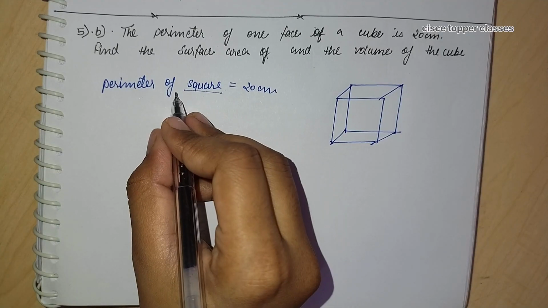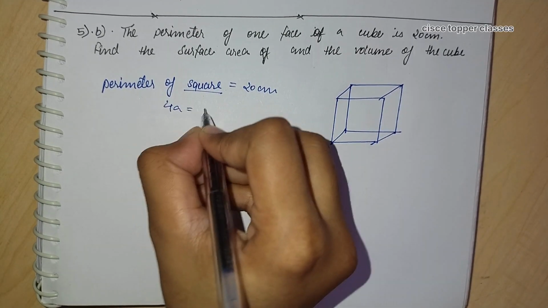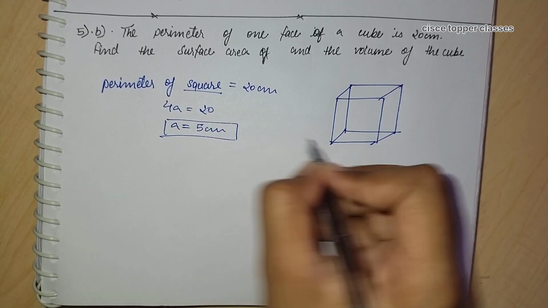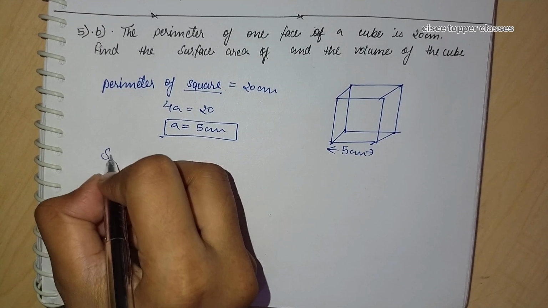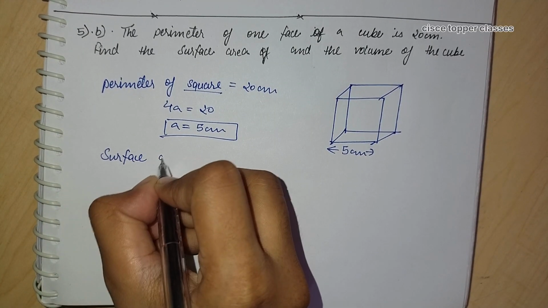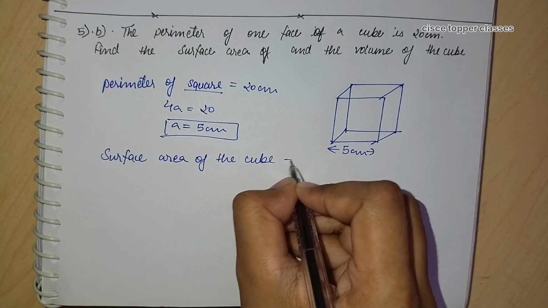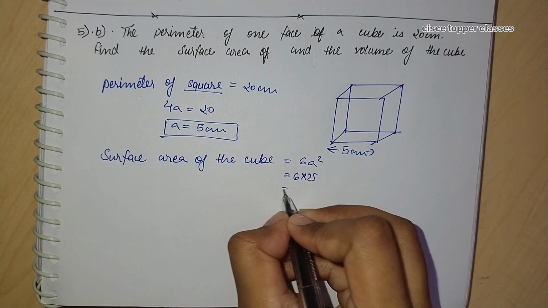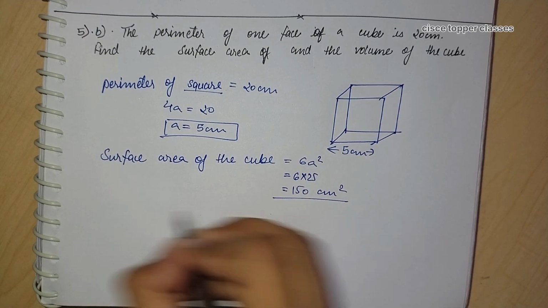So from this we can find the edge of the cube, as perimeter of a square formula is 4a is equal to 20, means a is equal to 5 centimeter. The edge of the square, 5 centimeter, we have calculated here. From that we can find the surface area, as we know the formula for surface area of the cube, 6 into a square. So this will be 6 into 25, means 150 centimeter square is the surface area.